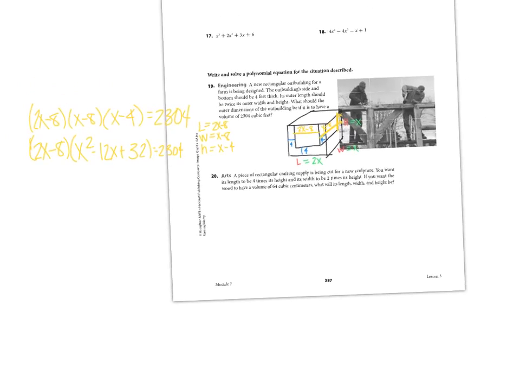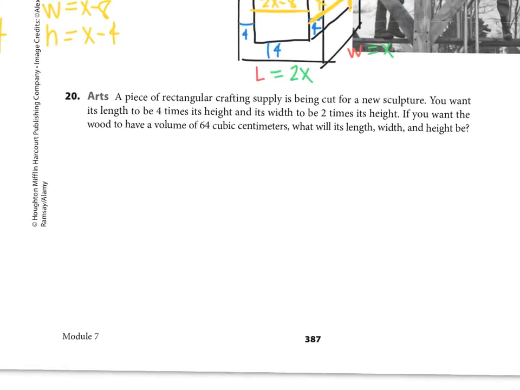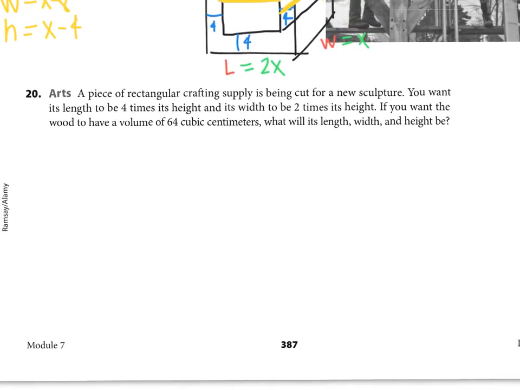20. 20 was significantly easier. A piece of a rectangular crafting supply is being cut for a new sculpture. You want its length to be 4 times its height and its width to be 2 times its height. And you want it to have a volume of 64 cubic centimeters.